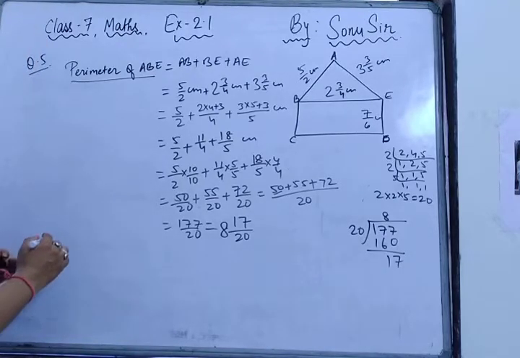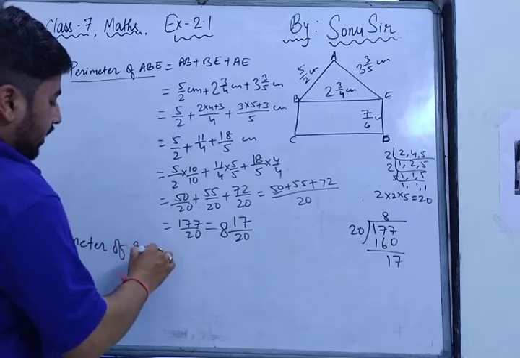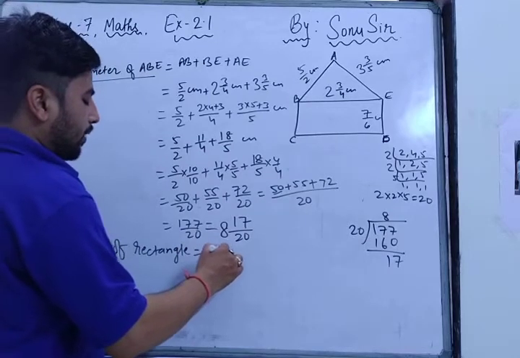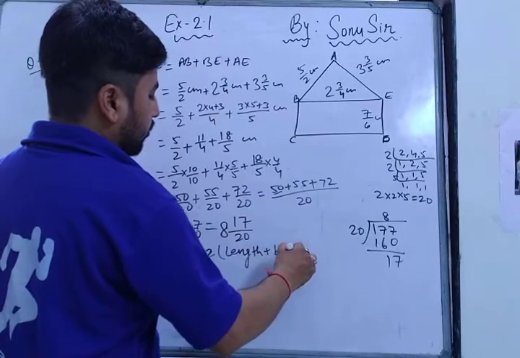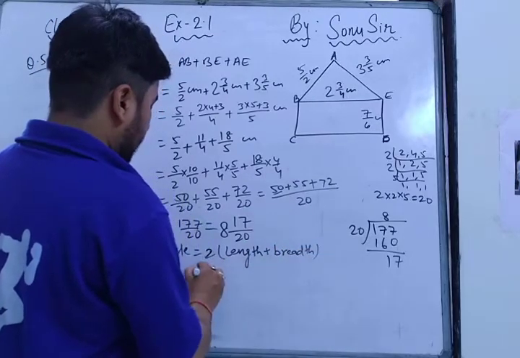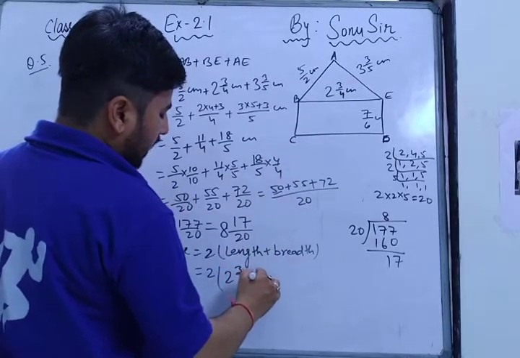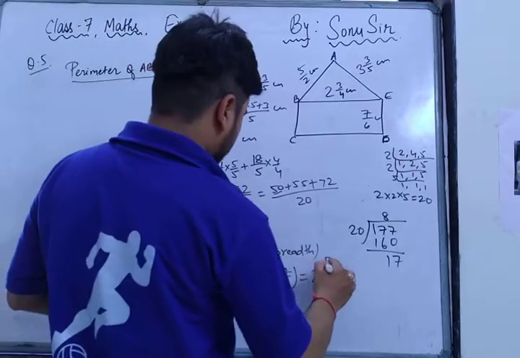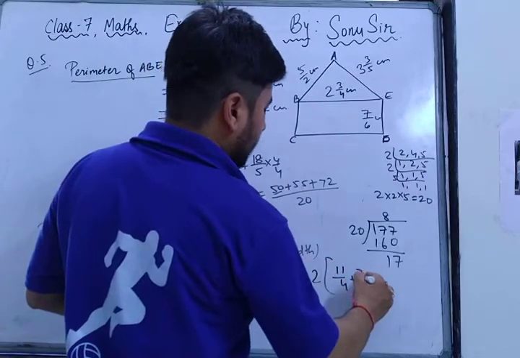Now we will find the perimeter of the rectangle. What is the formula for the perimeter of a rectangle? The perimeter of a rectangle is equal to 2 into (length plus breadth), right? So here, what is the length? Length is 3 by 4 and breadth is 7 by 6. So first, 4 twos are 8 plus 3, that is 11 by 4 plus 7 by 6.